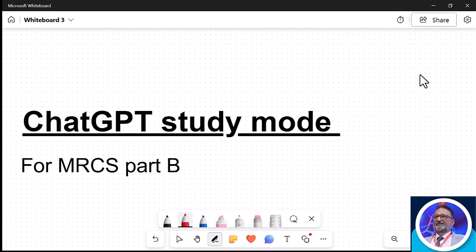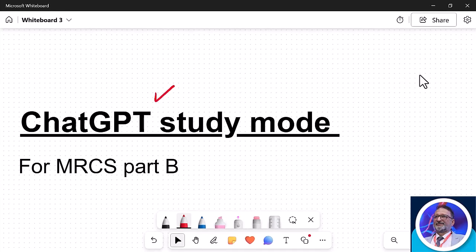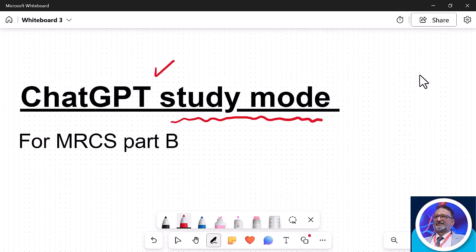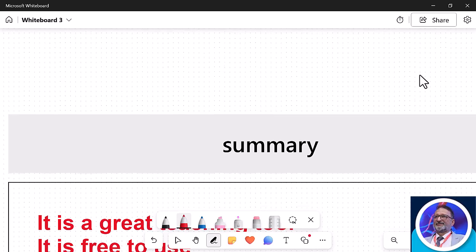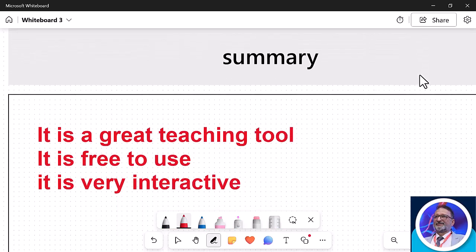Bismillah ar-Rahman ar-Rahim, my dear MRCS candidate, a great tool offered to all candidates going for MRCS Part B by ChatGPT, which is called study mode. This has just been launched a couple of days ago, and it is a great tool. My summary: artificial intelligence offers a lot of tools for candidates to study better than before. And this tool is free to use, doesn't need any subscription, and it is very interactive.